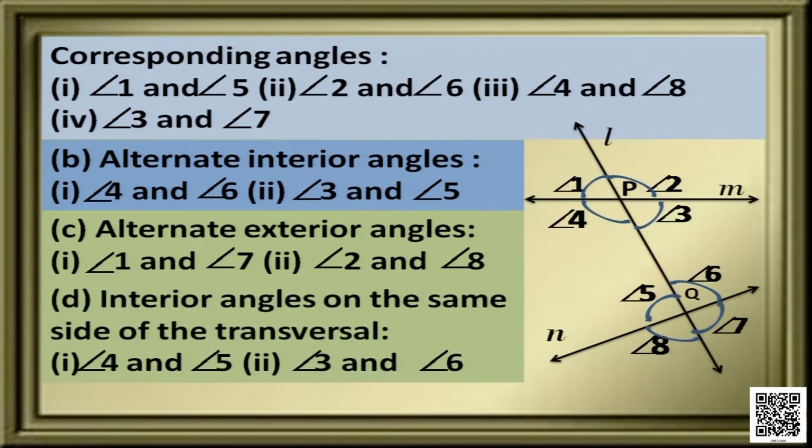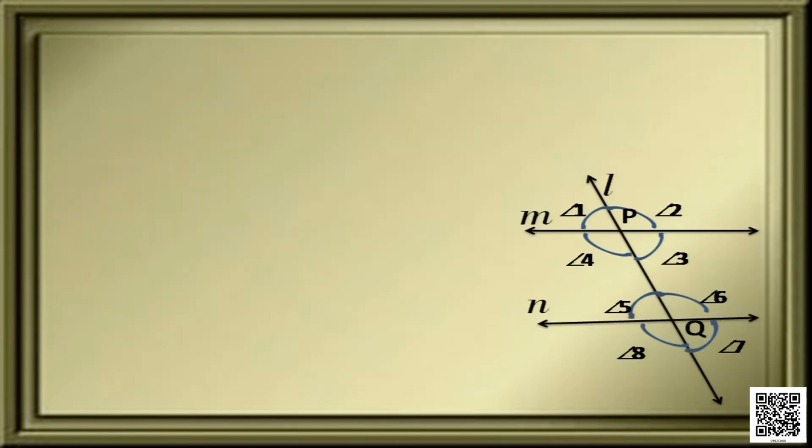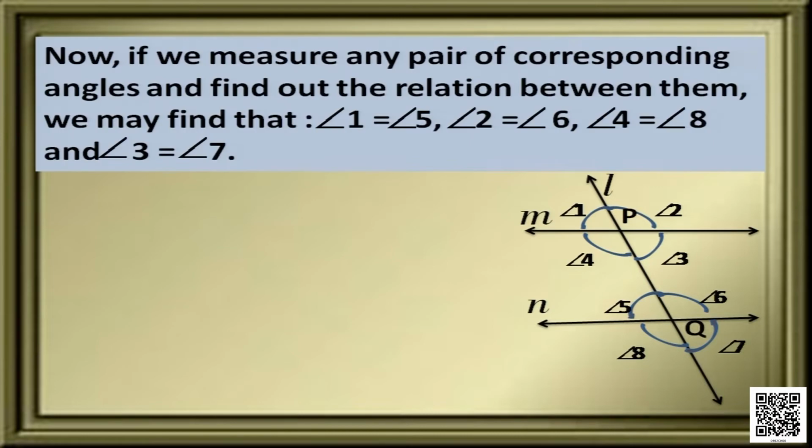Then come the interior angles on the same side of the transversal. You see, this is the transversal. Same side means if we consider the right side, then the interior angles on the right side are 3 and 6. So 3 and 6 are a pair of interior angles on the same side of the transversal. Similarly, angle 4 and angle 5 are also interior angles on the same side of the transversal. Now we have to find what the condition is for the corresponding angles in case M and N are parallel lines.